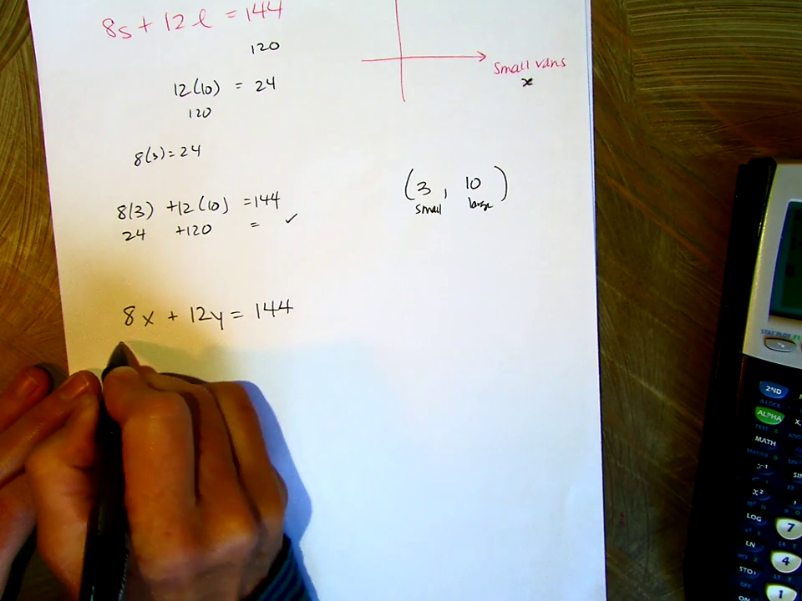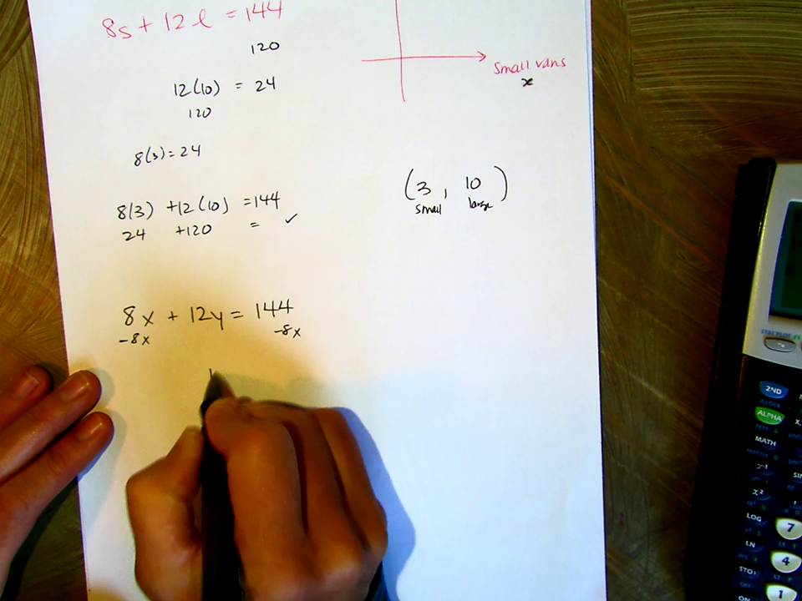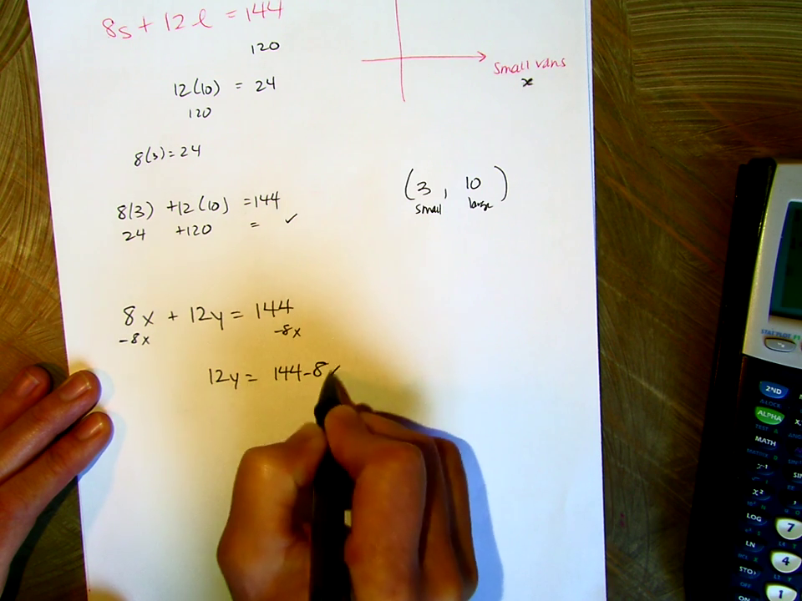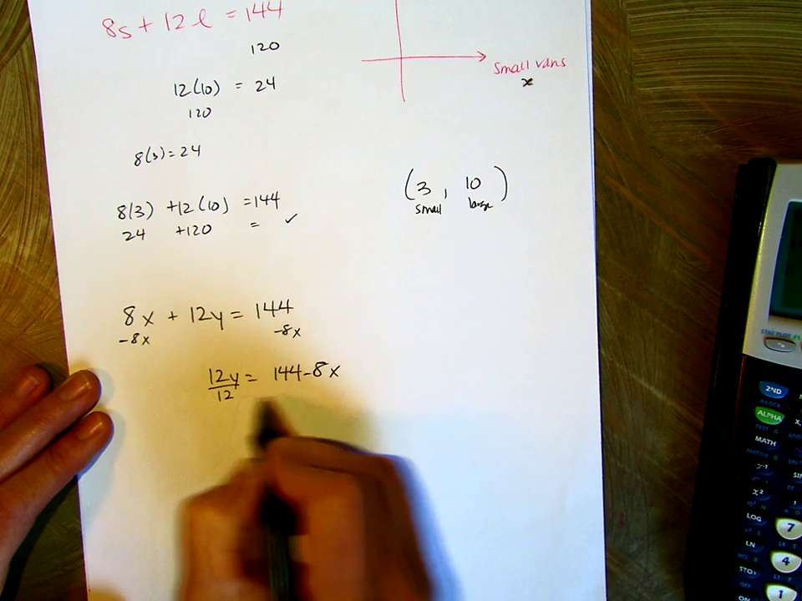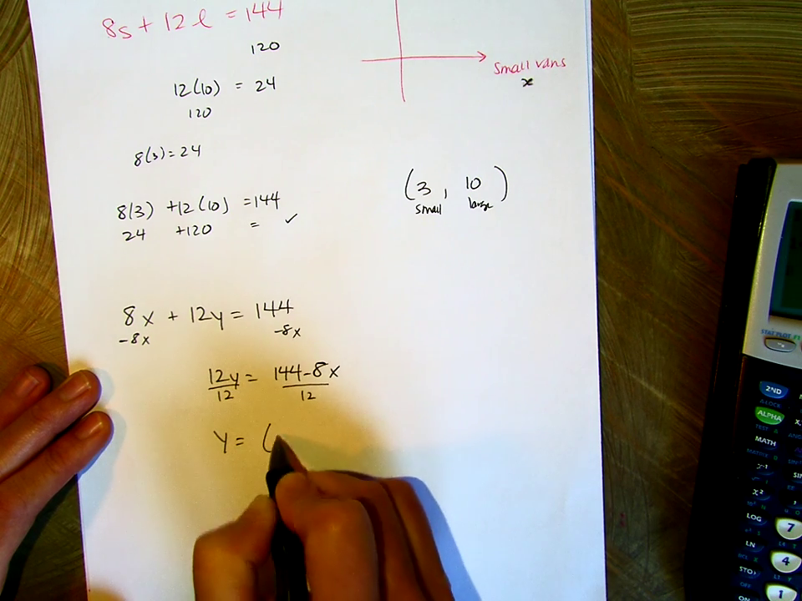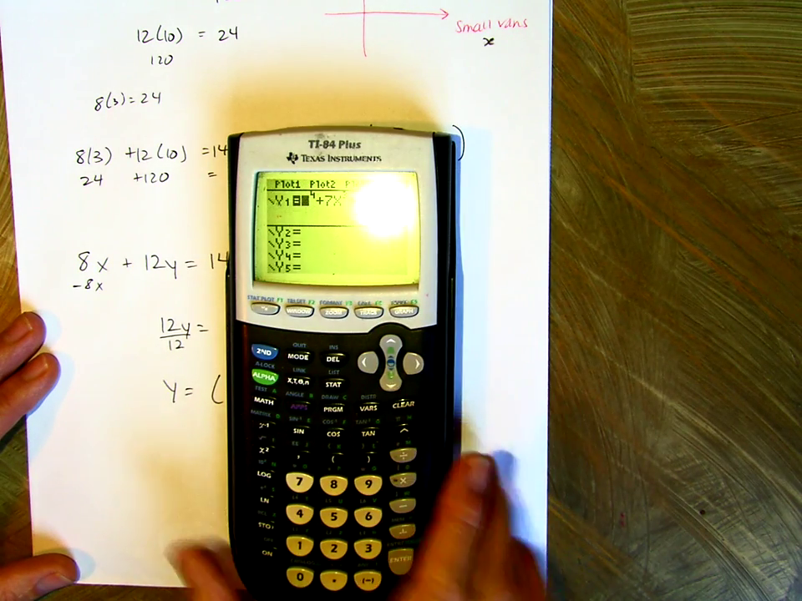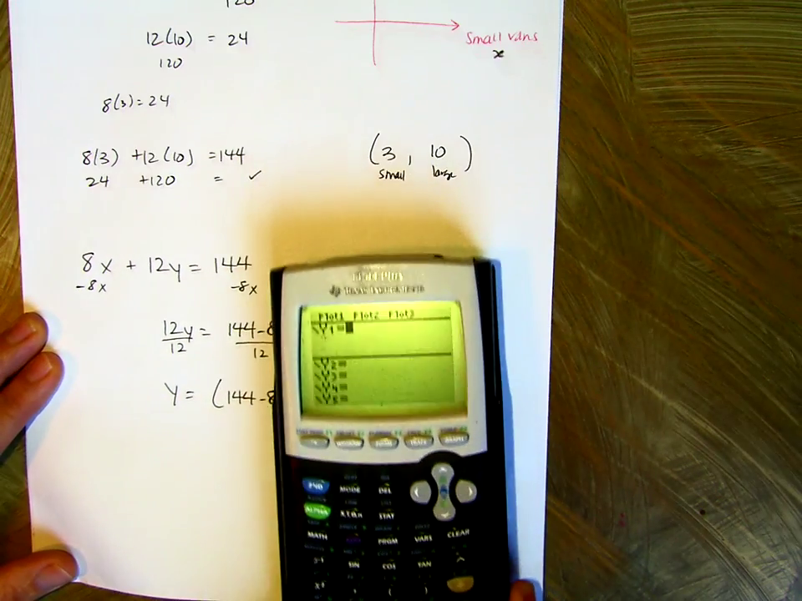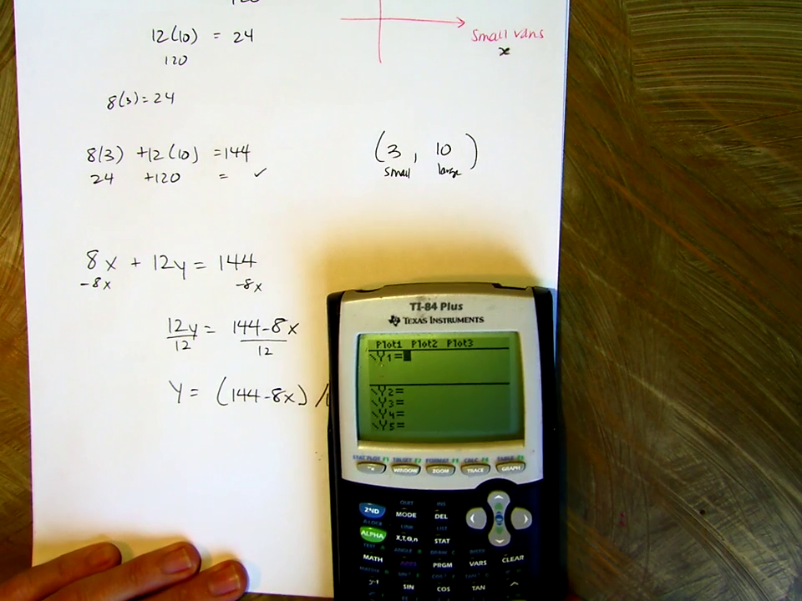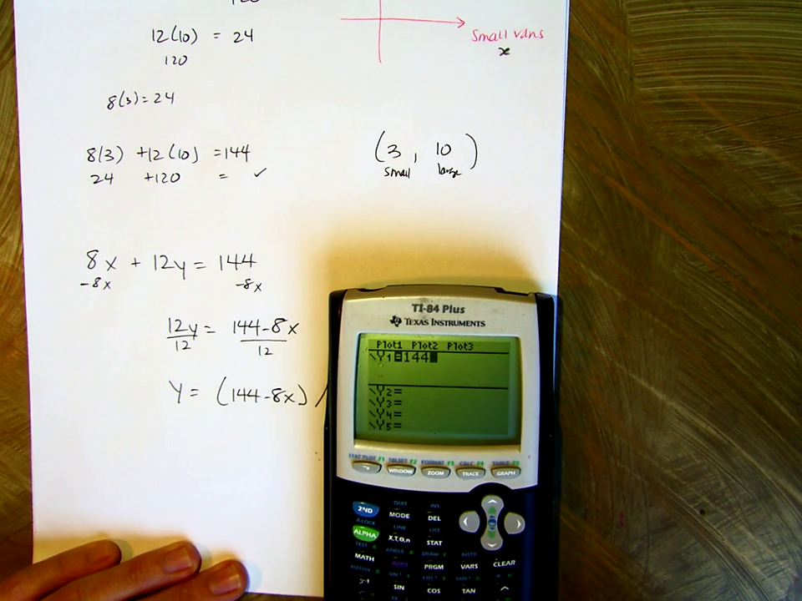I'm going to get Y by itself. What is the first thing I'd have to do? Subtract 8X. And then I would have to divide everybody by 12. So here's how I'm going to write this. Y equals (144 minus 8x) divided by 12. Now I'm going to put that in my calculator. Y equals 144 minus 8x. Oops, I forgot the parentheses. So parentheses, 144 minus 8, there's the x button, divided by 12.